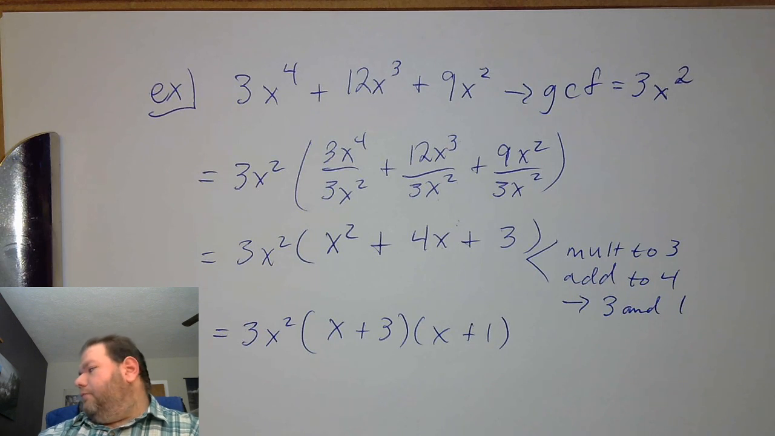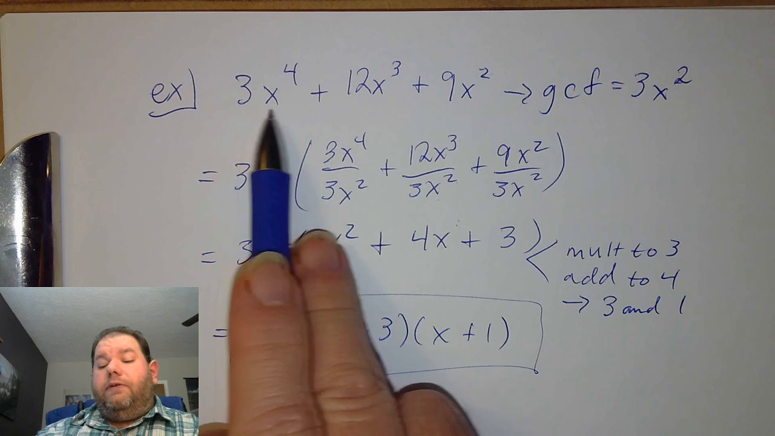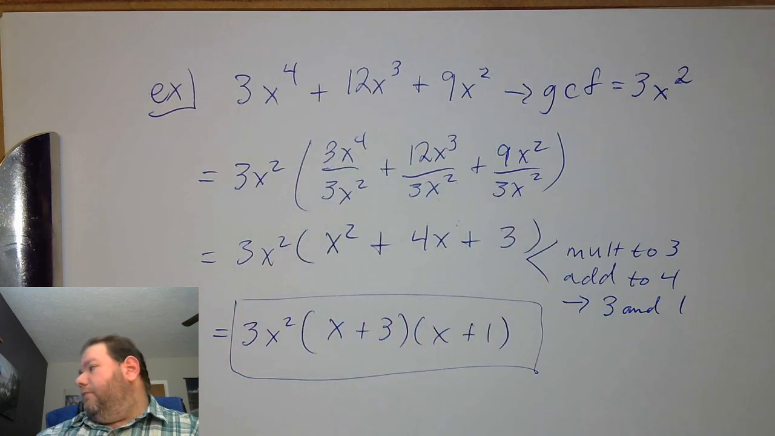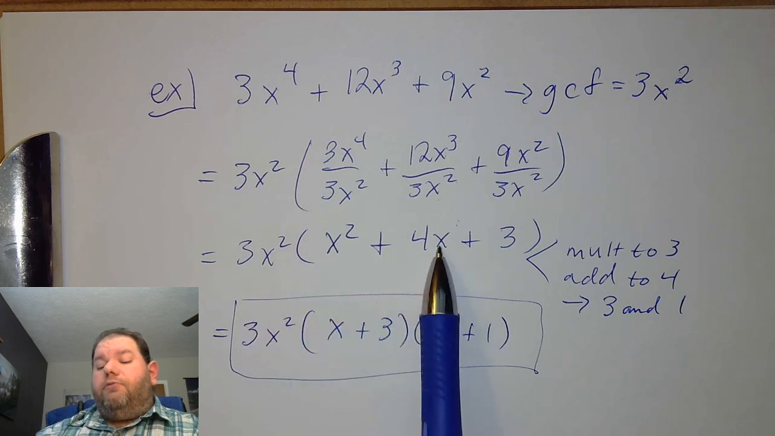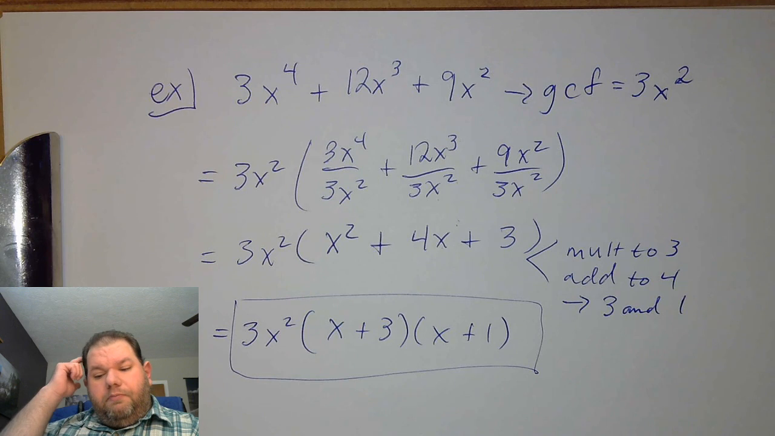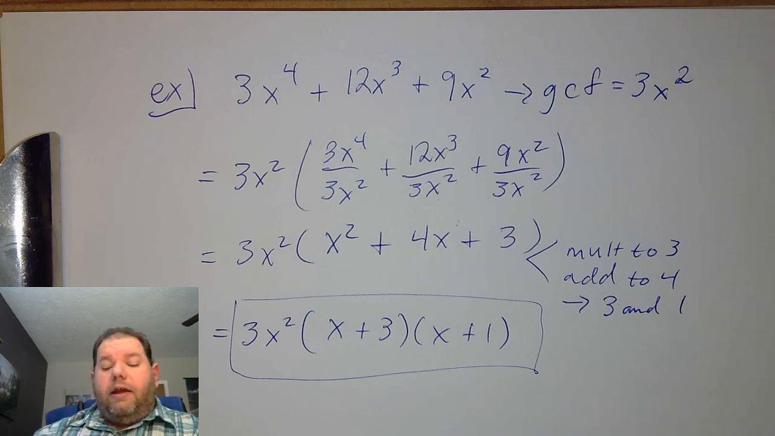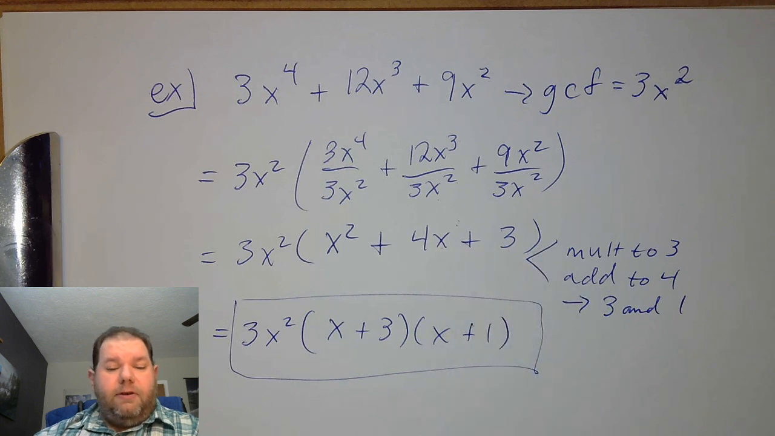Okay. And so that would be our complete factorization of this original term. We took out the common factor first, and then we factored what remained into two parts. Depending on the expression, after we take out a common factor, we won't always be able to factor this. It just depends on what we have.